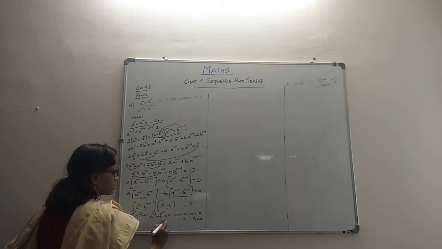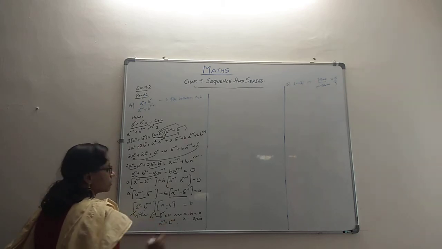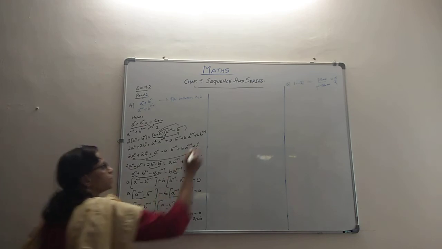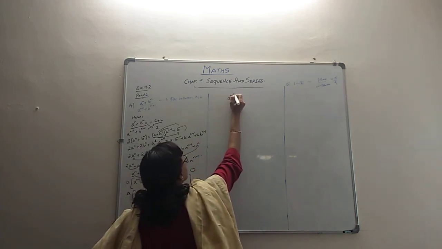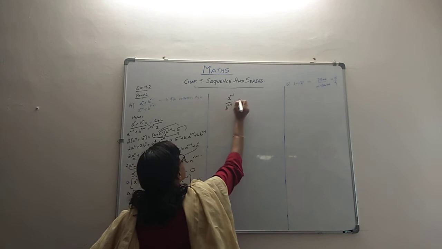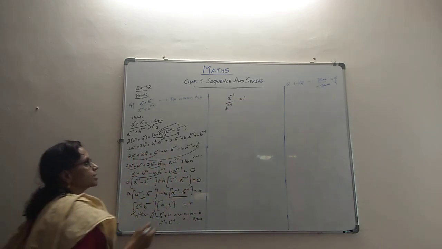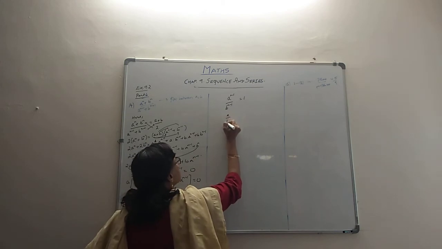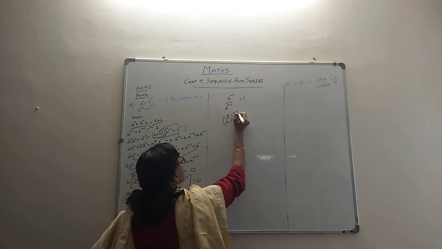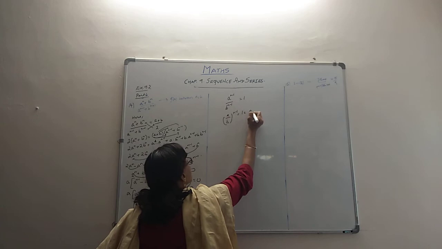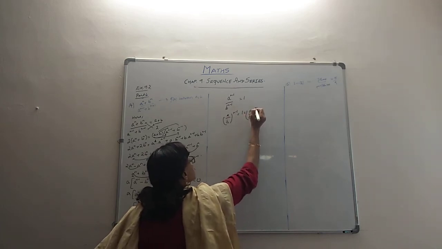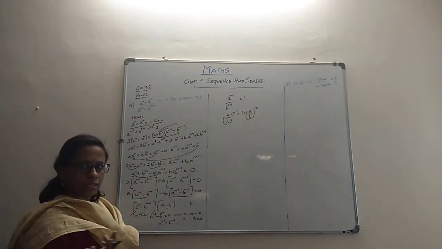A raised to n minus 1 equal to b raised to n minus 1. Or in other words, get the b on this side. So it's a raised to n minus 1 by b raised to n minus 1 becoming 1. We've got it on this side as a ratio, right? Or it's like writing a by b whole raised to n minus 1. Now because this is 1, there is no harm if I call it as a by b whole raised to 0. Right, there's no harm.